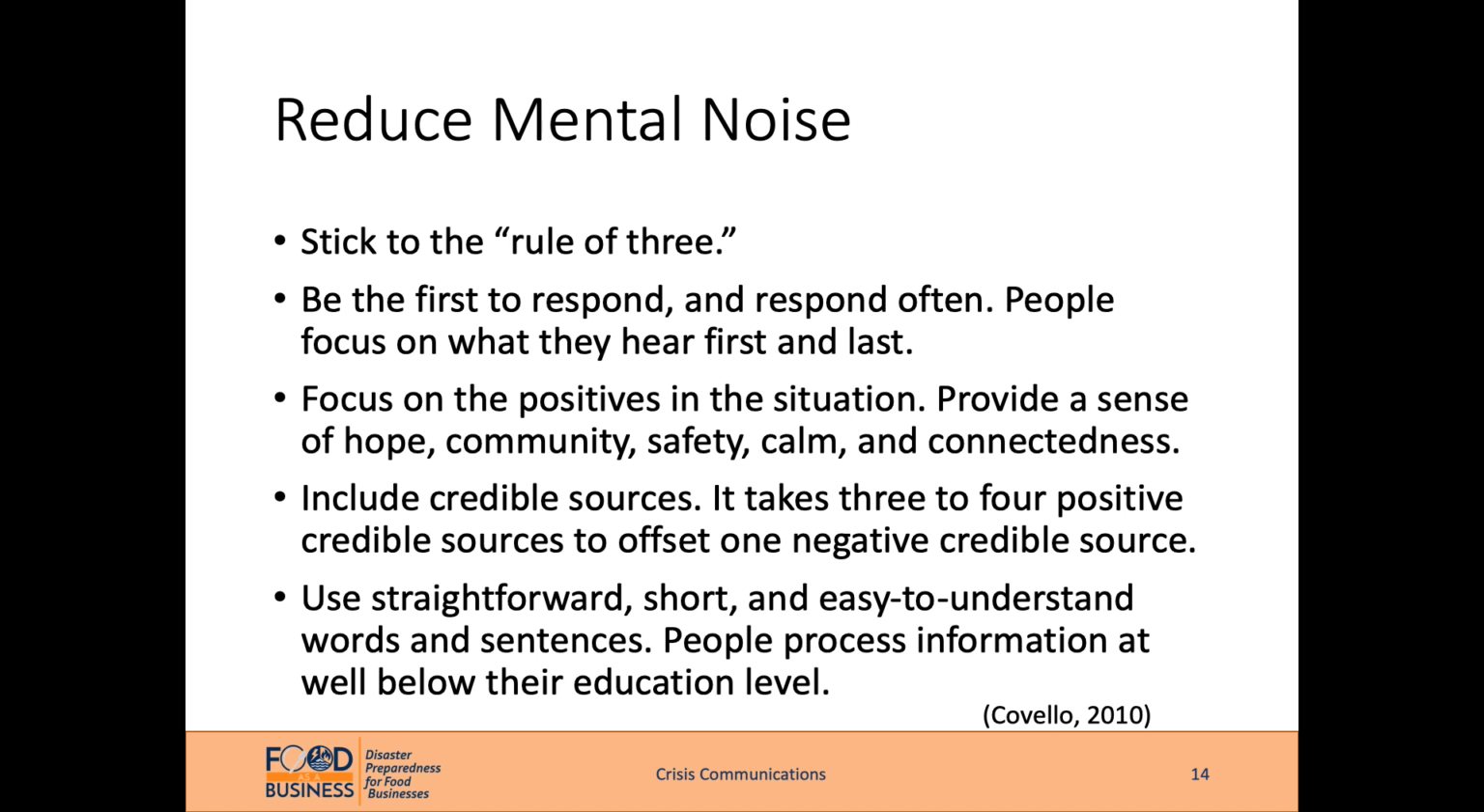It's important to remember that it can take 3 to 4 positive, credible sources to offset 1 negative, credible source. So for every media outlet that's shedding a negative light on the situation, you need 3 to 4 positive, credible sources to reverse that idea. And then lastly, use straightforward, short, and easy to understand words and sentences. In these high stress situations, it's important to remember that people process information at well below their education level.